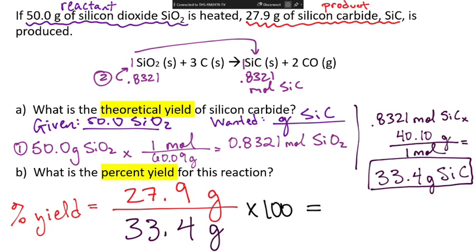So part B is easy. Part A is where we had to do all the work. 27.9 divided by 33.4. I'm getting 0.835. If you just put 0.835, I'll take a point off. It needs to be 83.5%. That's what we mean by percent yield.